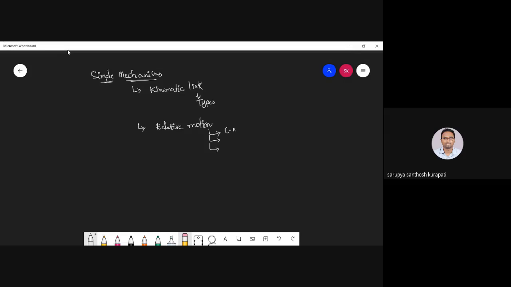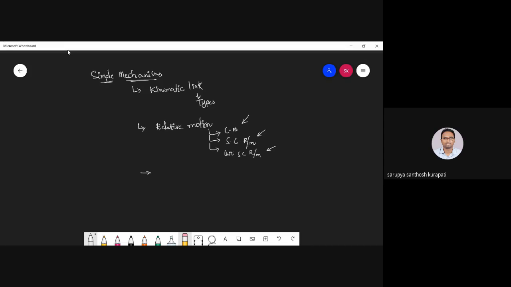One is constrained relative motion. Next is successfully constrained relative motion. And last we discussed unsuccessfully constrained relative motion. For this, we gave an example of a square shaft and a square hole. Here we discussed successfully constrained motion with the piston and the cylinder. And here we discussed the circular hole and the circular shaft. These are the different types of relative motions we discussed.